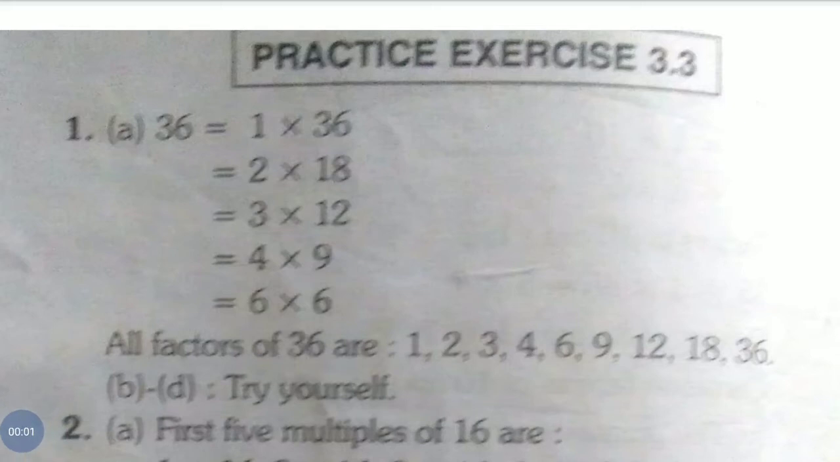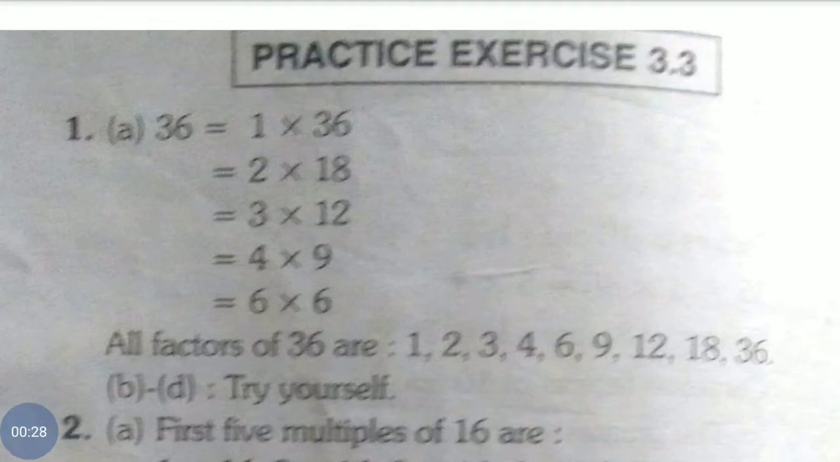As we have done the previous exercise, now we'll start with the new exercise, that is 3.3 exercise. Now in this example, what is given is: write all the factors of each of the following. We have to write the factors. First example, 36, we have to write the factors. It's the same thing we have done in the previous exercise also.